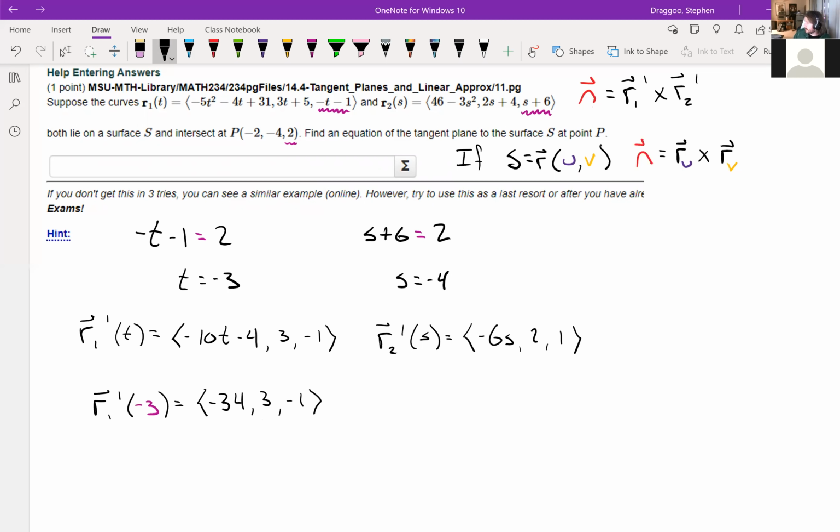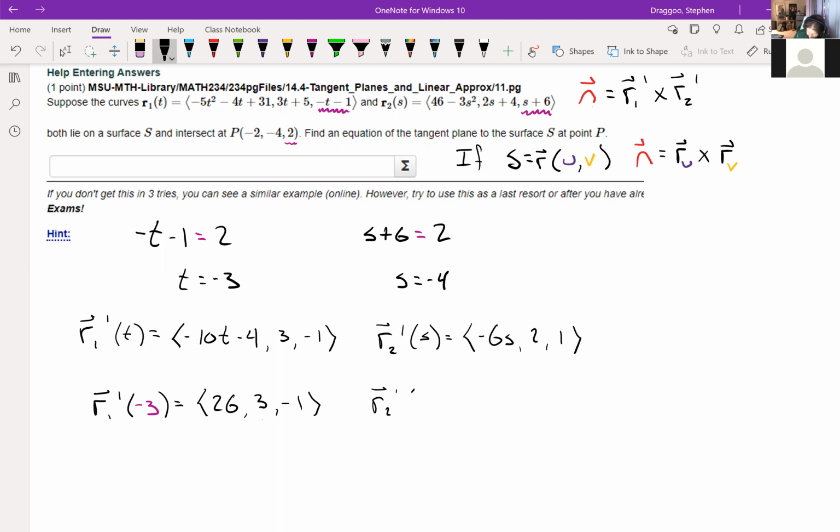Double check that against my old notes. Hang on. Well, this is what I get for sleeping right until the moment I started the exam review. Last I checked, negative 10 times negative 30 is in fact positive 30. Minus 4 is 26. There we go. 3, negative 1.